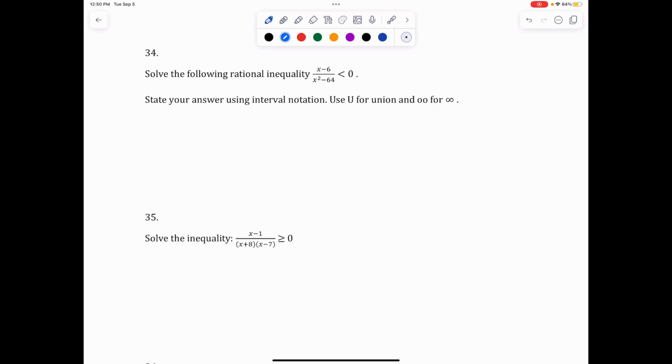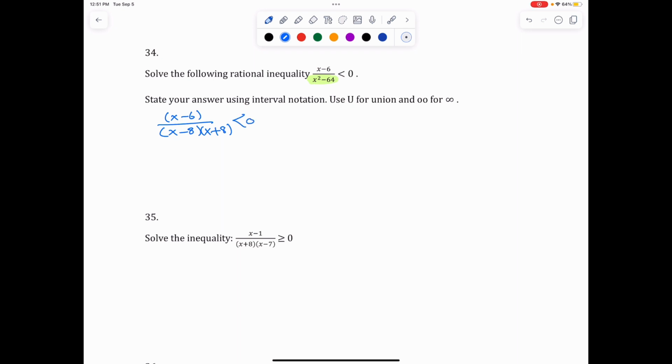Question 34, we have the rational inequality and we need to solve it. Notice how the rational inequality has the denominator that needs to be factored. So we're going to write it as x minus 6 over x minus 8, x plus 8 less than 0.